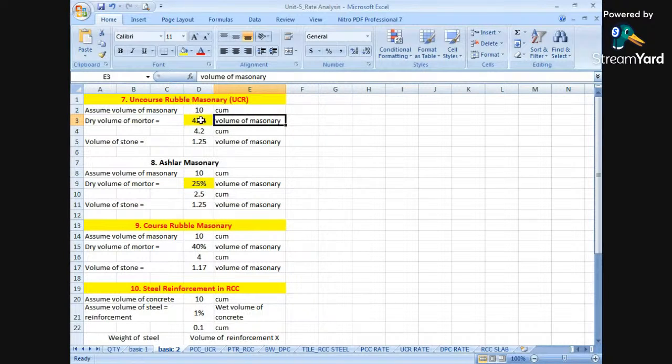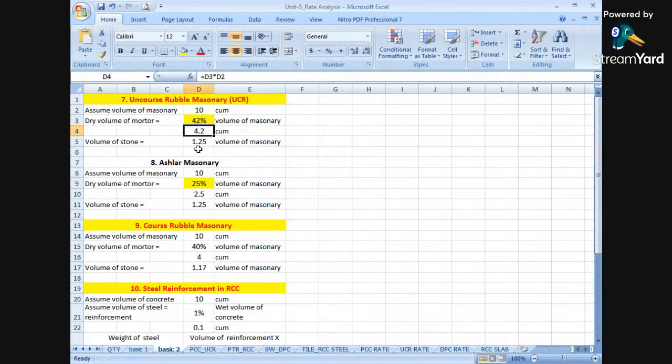Out of this 10, how much is 42%? That is 4.2. So near about 4.2 will be taken as space for the mortar, and near about 5.8 cubic meters will be considered for the stones. 5.8 will be considered for stones. So 4.2 cubic meters for UCM.